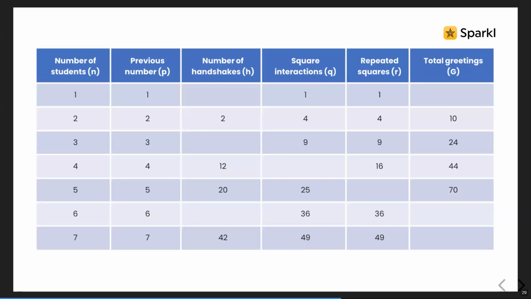Square interactions have been added by consecutive odd numbers as the stage number increases. Yes. So we can clearly see that it's a quadratic sequence, for total greetings as well as for square interactions. So what we can do to describe it is, actually, I would like one of you to write it and then read it out for us.